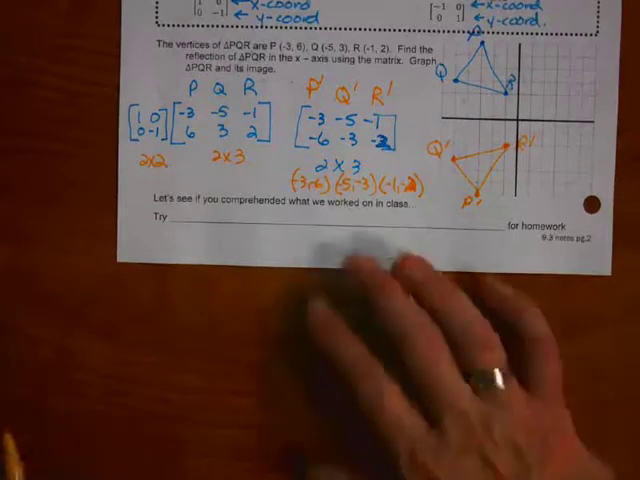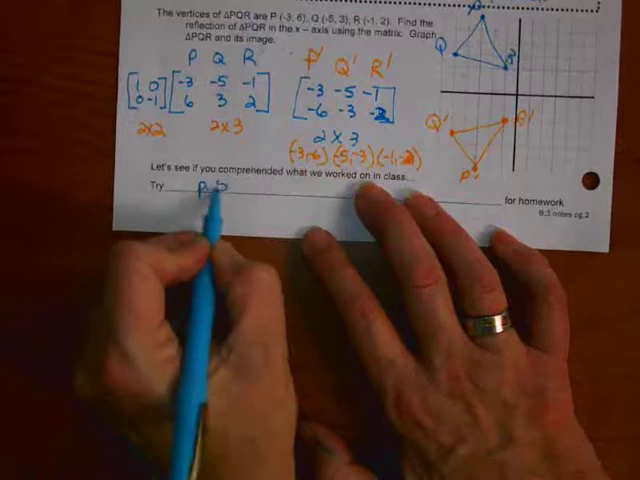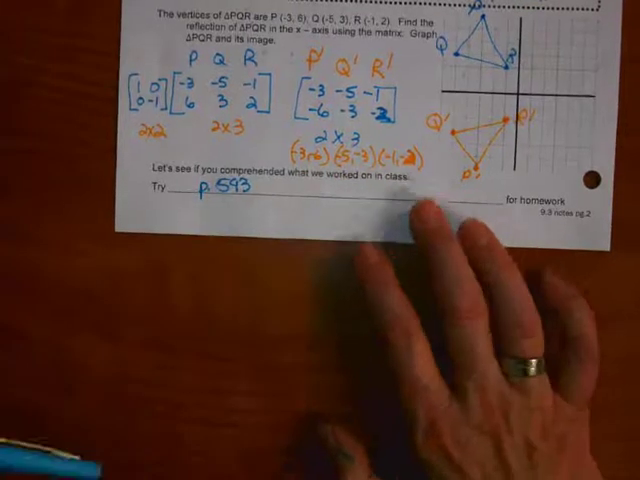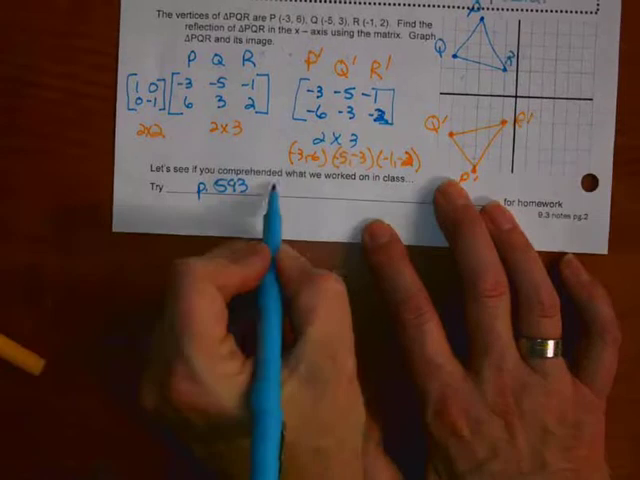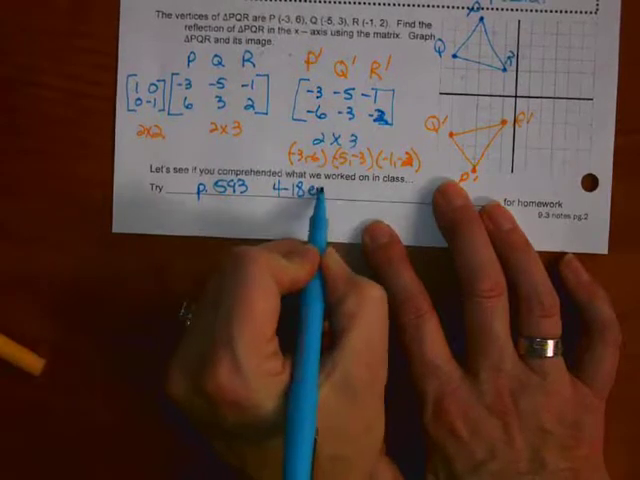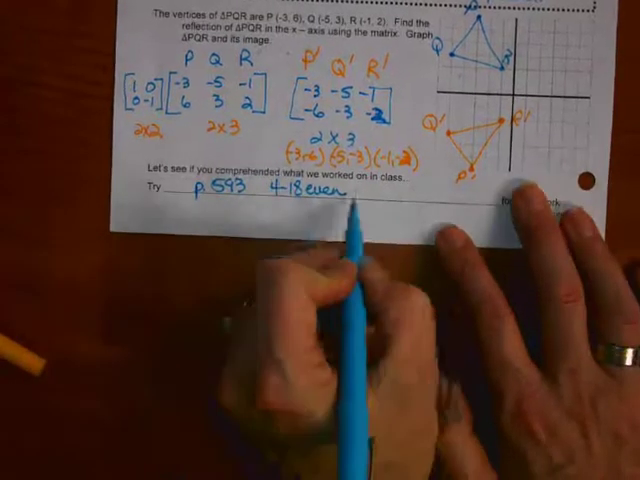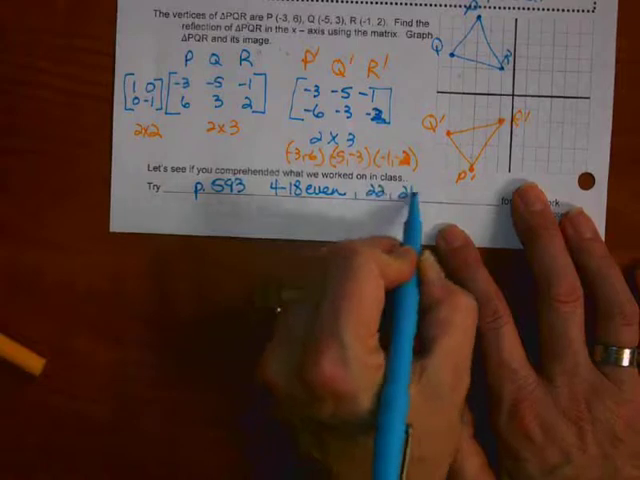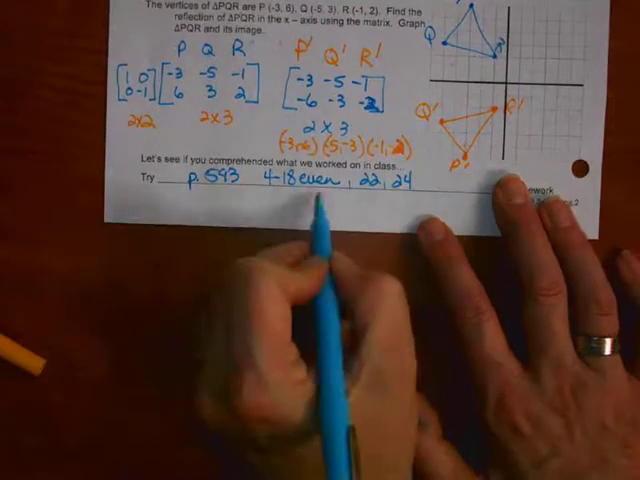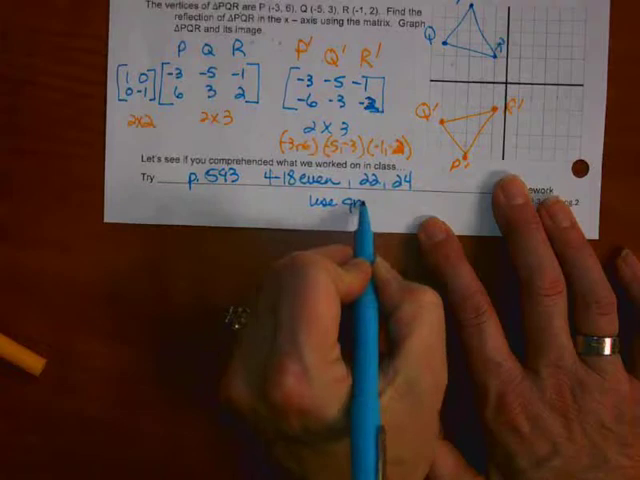Okie dokie. Here's what you get to do for homework. Page 593. You're going to need graph paper. That's it.